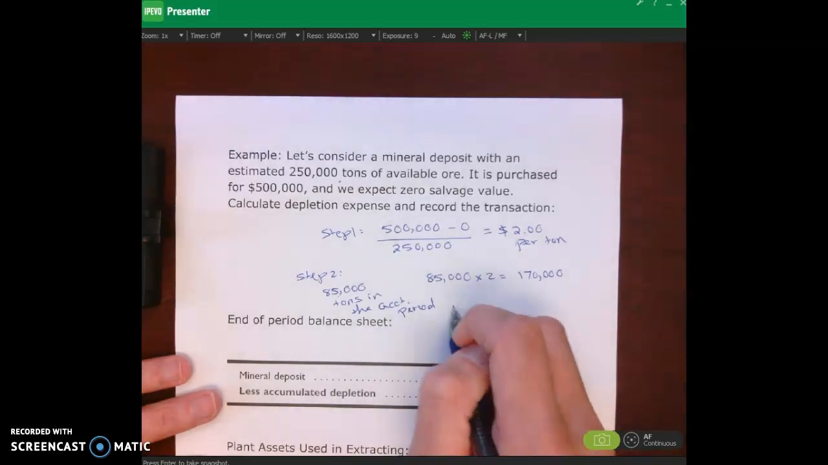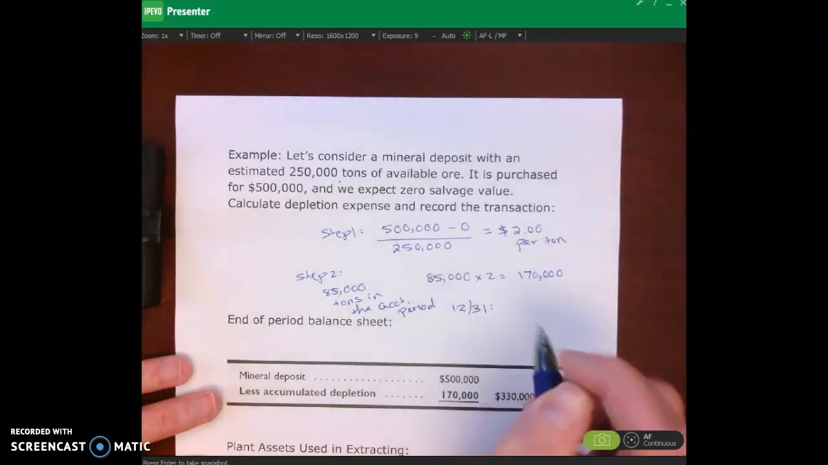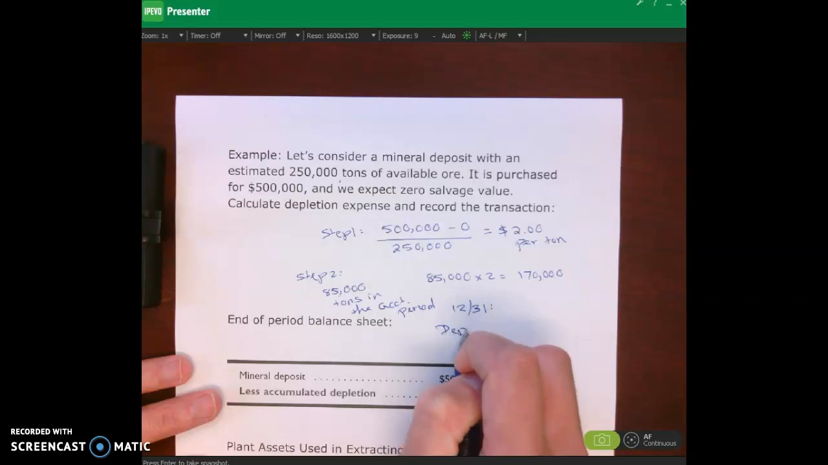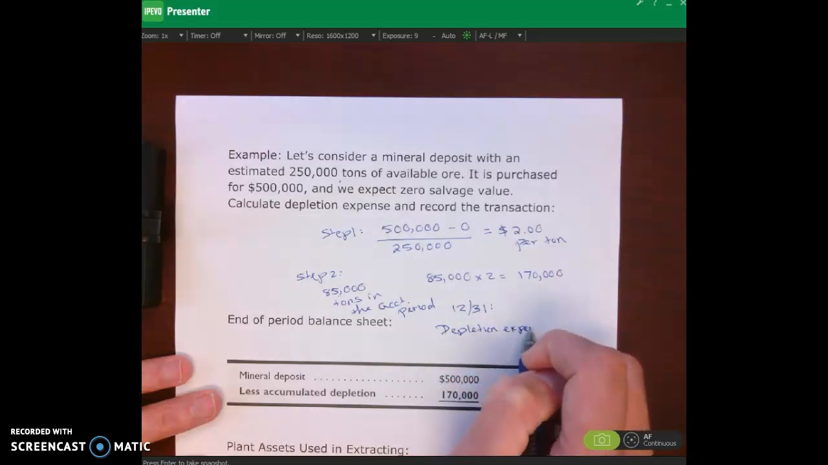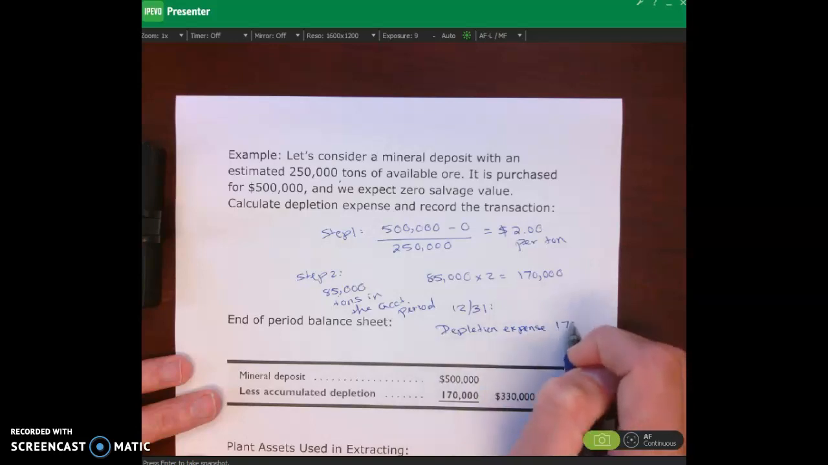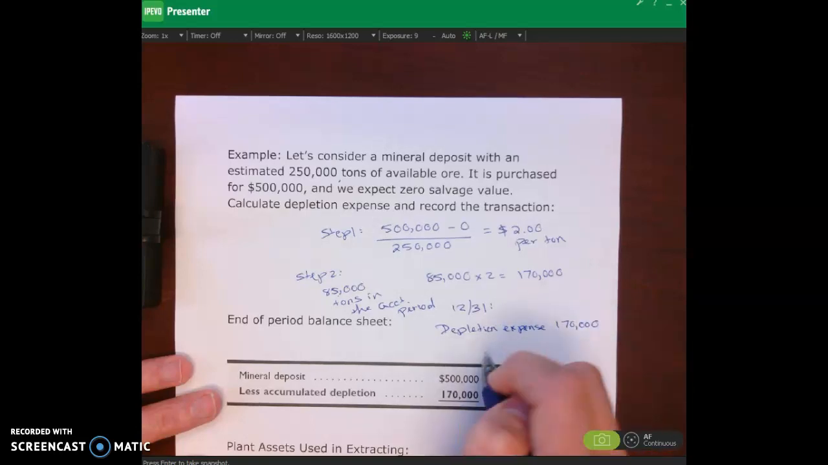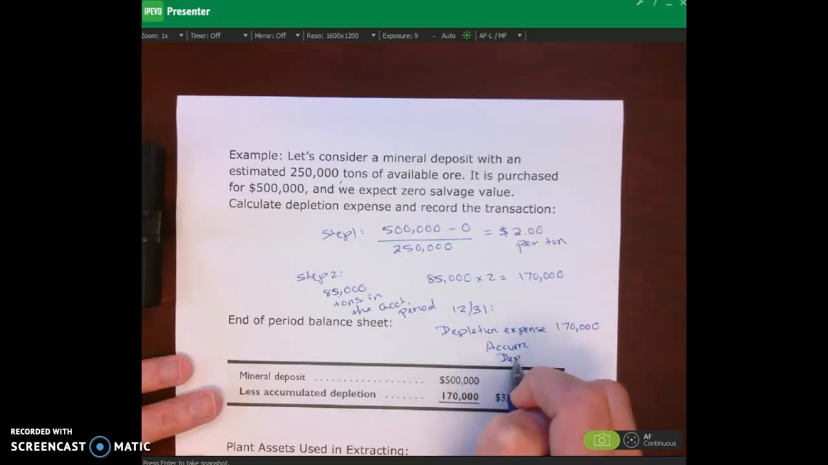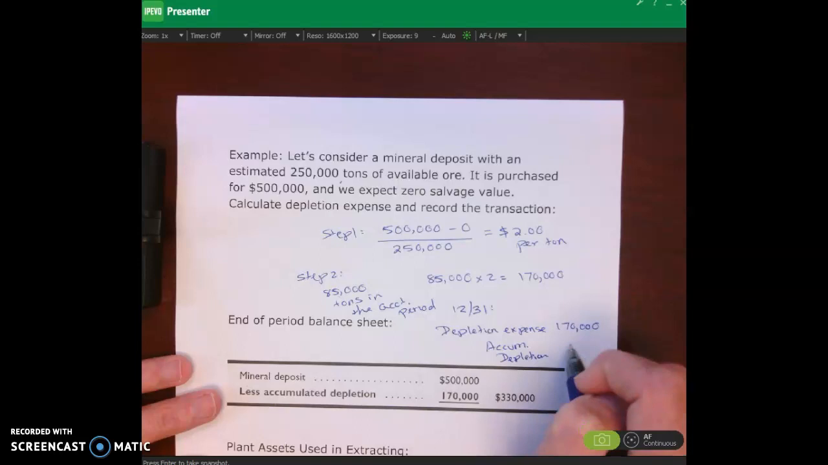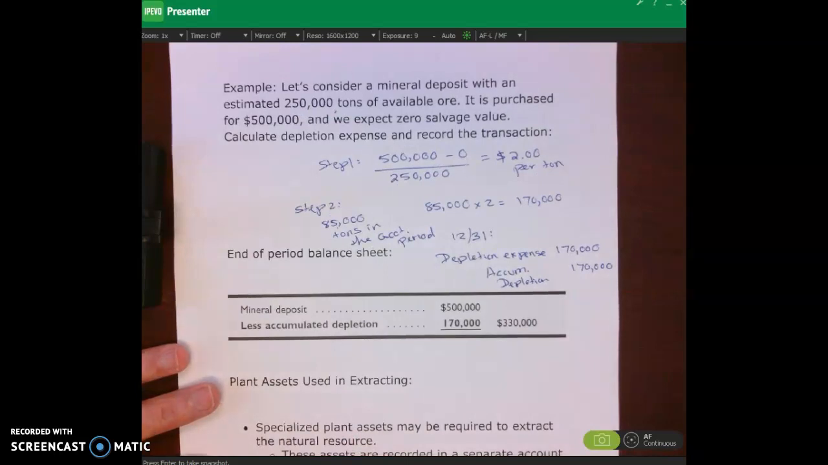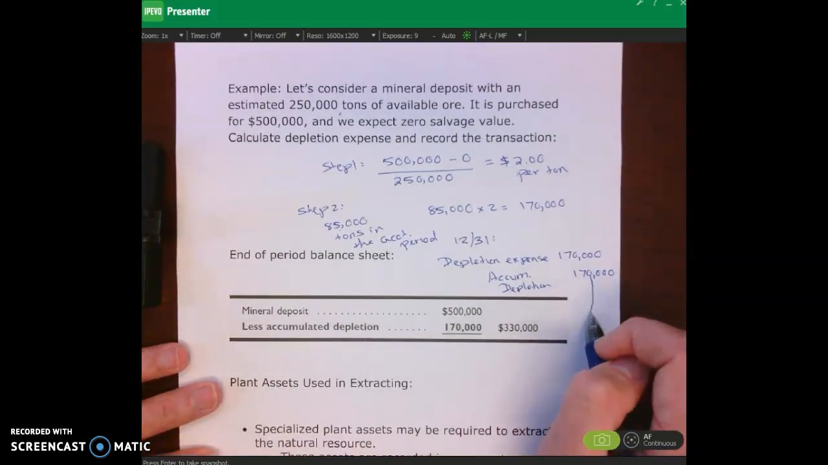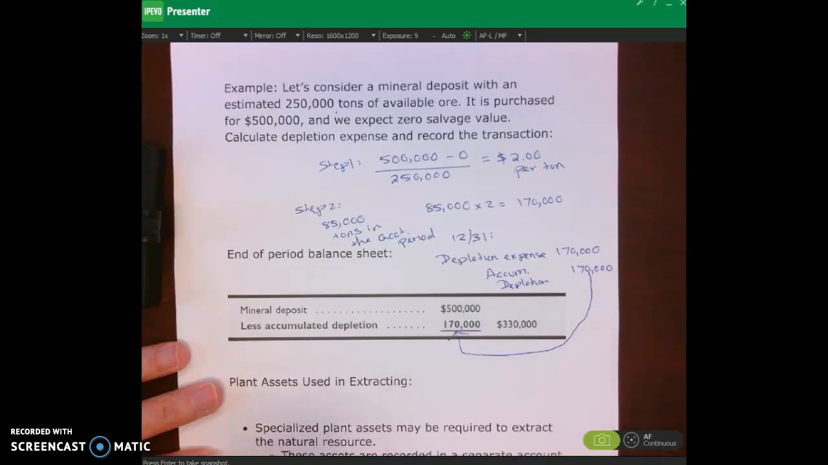And so then on 12/31, we would do an adjusting journal entry where we would debit depletion expense $170,000, and then credit accumulated depletion of $170,000. Okay, so that would be our journal entry, and then that accumulated depletion shows up right there.